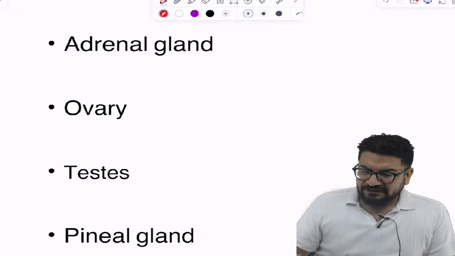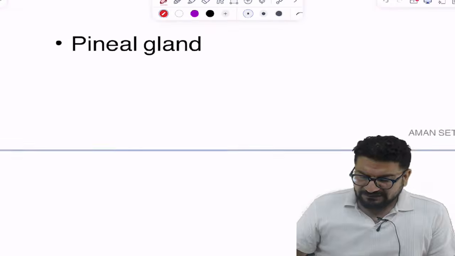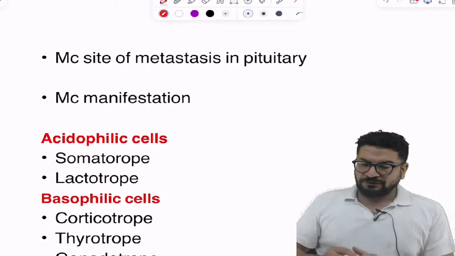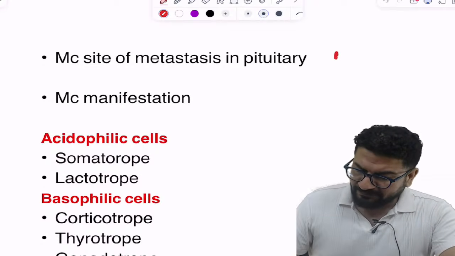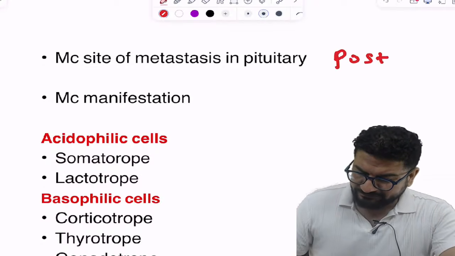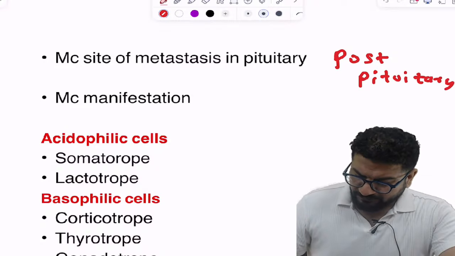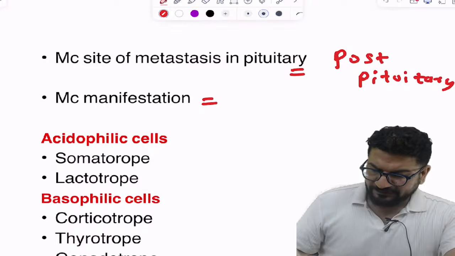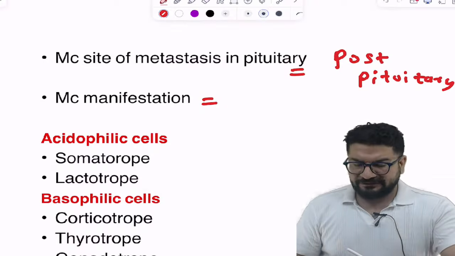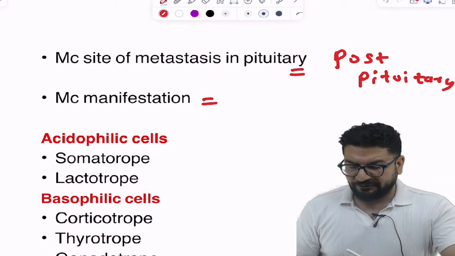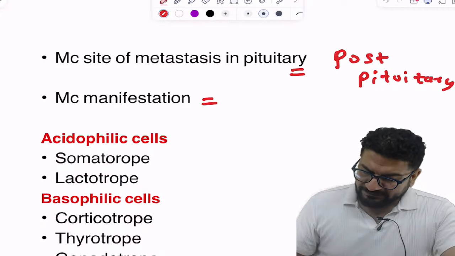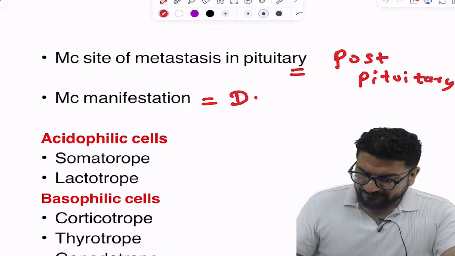Now coming to the adrenal gland, we'll discuss this in detail. So these are other glands which are producing some sort of hormone. So the most common site of metastasis in the pituitary, remember, will be the posterior pituitary. And what will be the most common manifestation whenever anything is going into the pituitary? The most common manifestation of this will be diabetes insipidus.